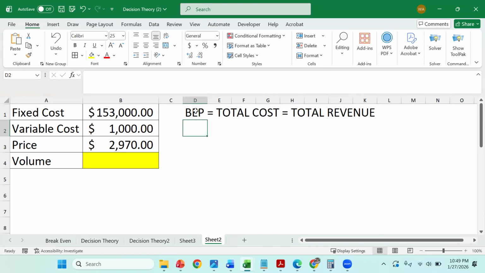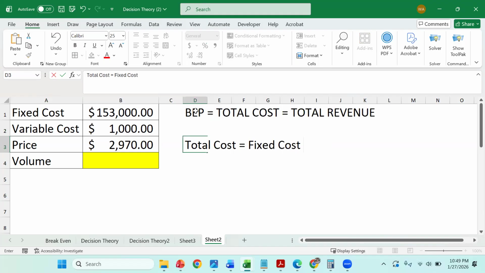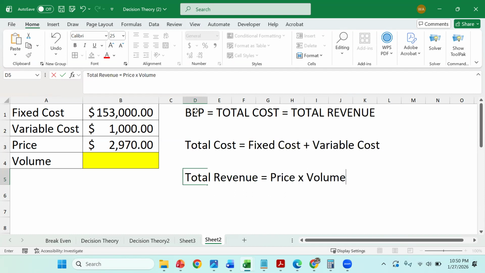Our total cost here is going to be a function of our fixed cost plus variable cost. And our total revenue equals the price that they're charging for the procedure multiplied by our total volume of patients, however many people we anticipate having. So I need our volume, and I'm going to give that the letter Q.